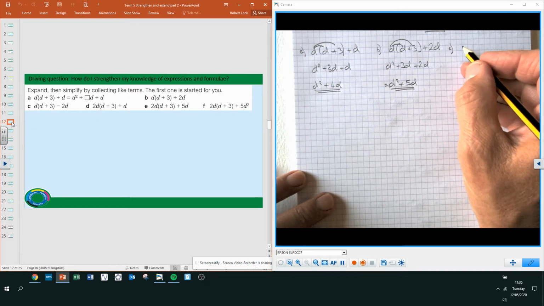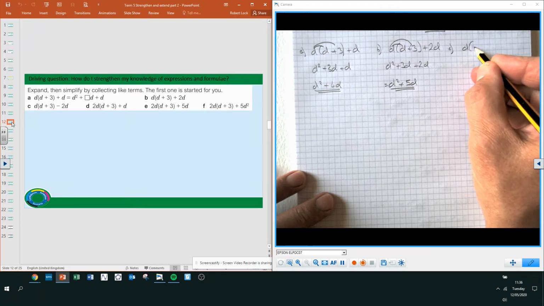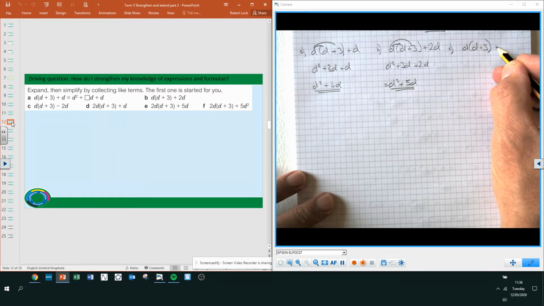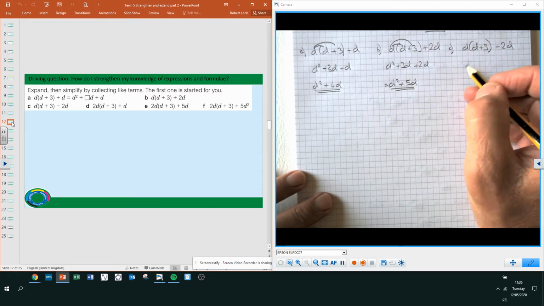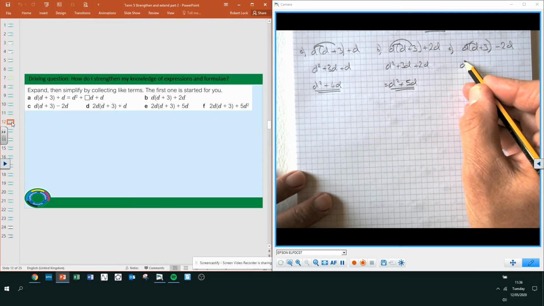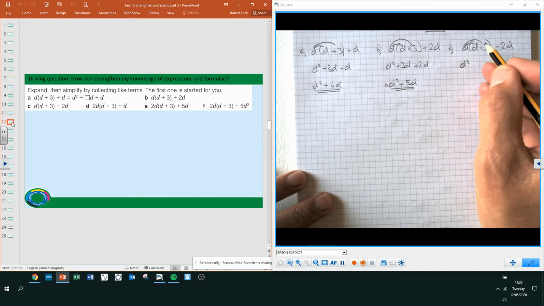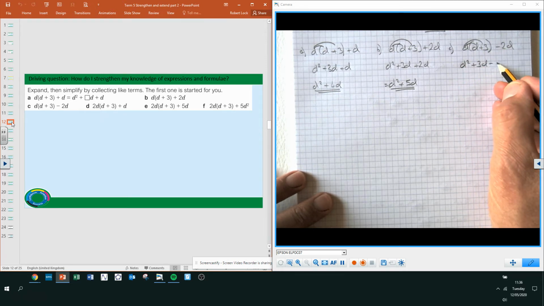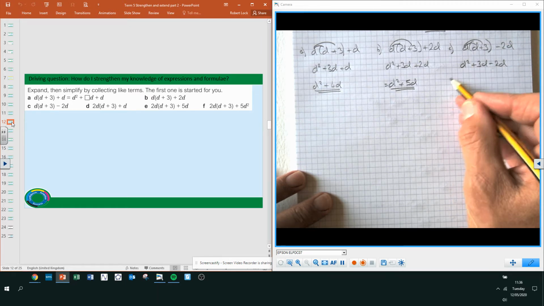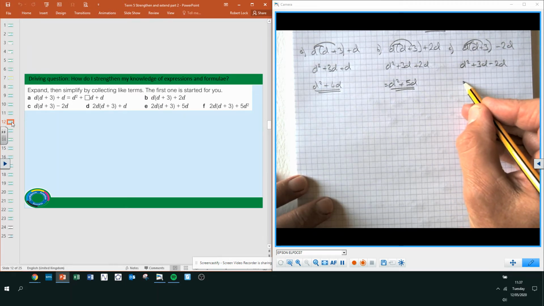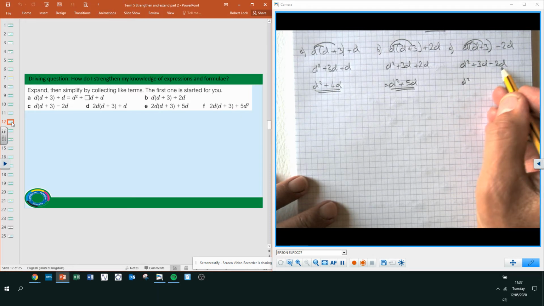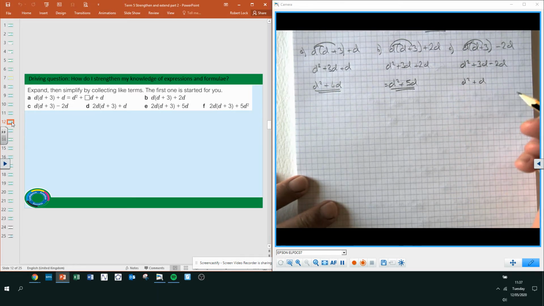C. d bracket d plus 3 close bracket minus 2d. As before, d times d, d squared. d times 3 is plus 3d, finish, minus 2d. Go through, the only d squared is there, d squared. 3d take away 2d is d, so plus 1d, which is d.